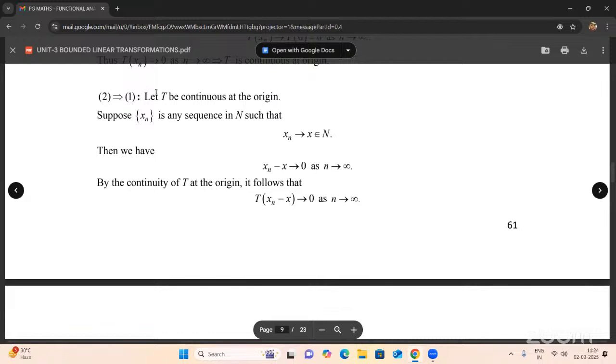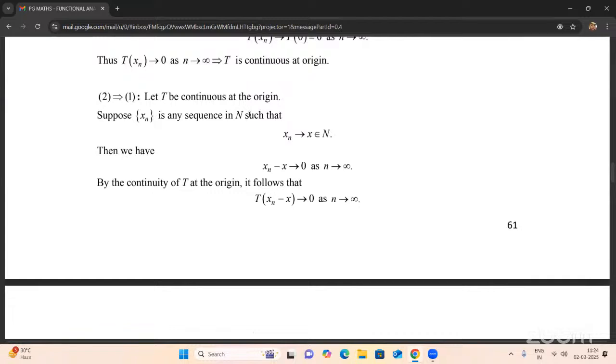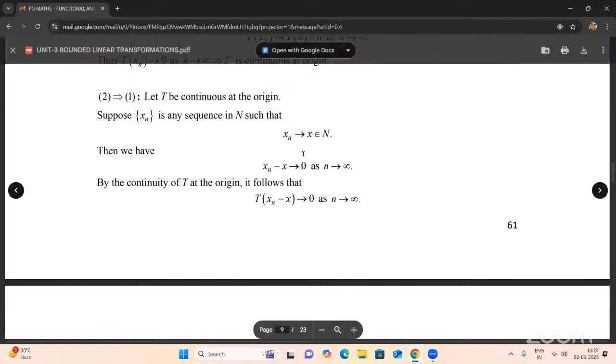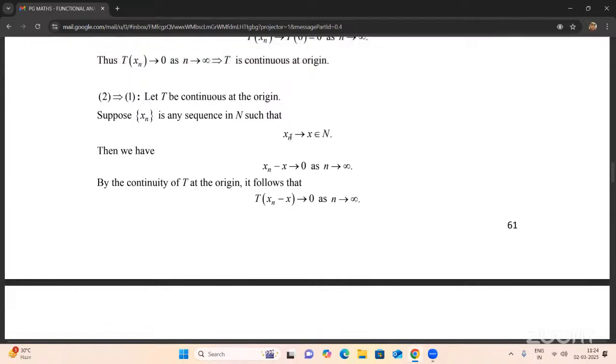According to T continuous at the origin, that is the first assumption. Through this, we assume xn is a sequence in N such that xn converges to x, for x belonging to N. Then this can also be written as xn minus x converges to 0. Subtracting x from the sequence on both sides, xn minus x converges to x minus x.